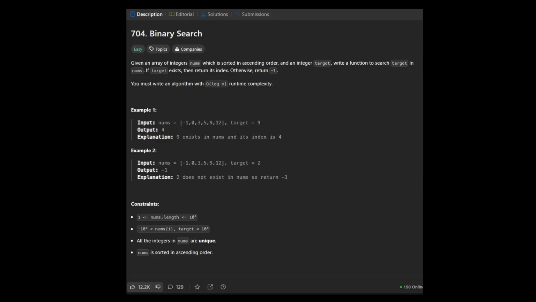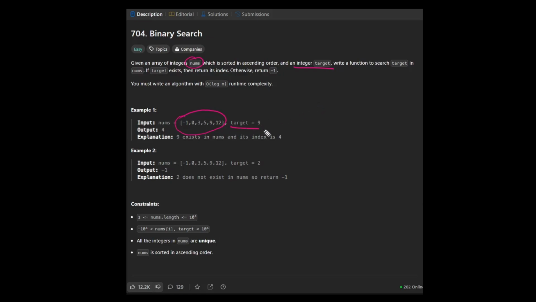We are looking at this problem, binary search. Given an array of integer nums, this one, it is sorted in ascending order. As you can see, we need to search for a target and we have to write a function for it.